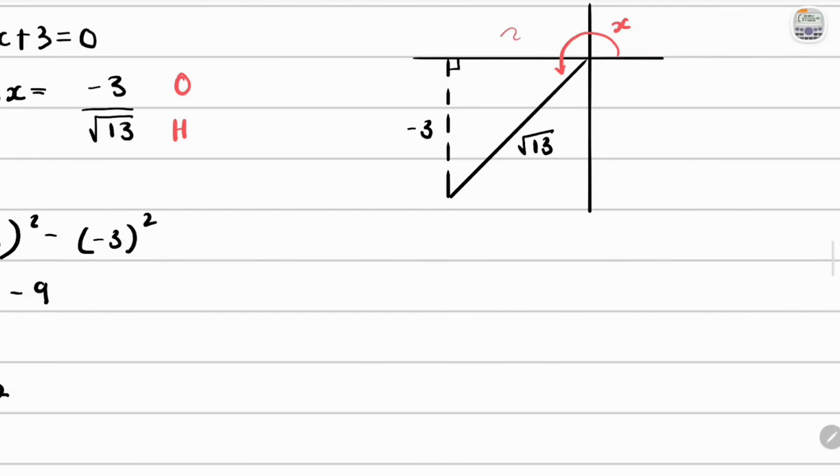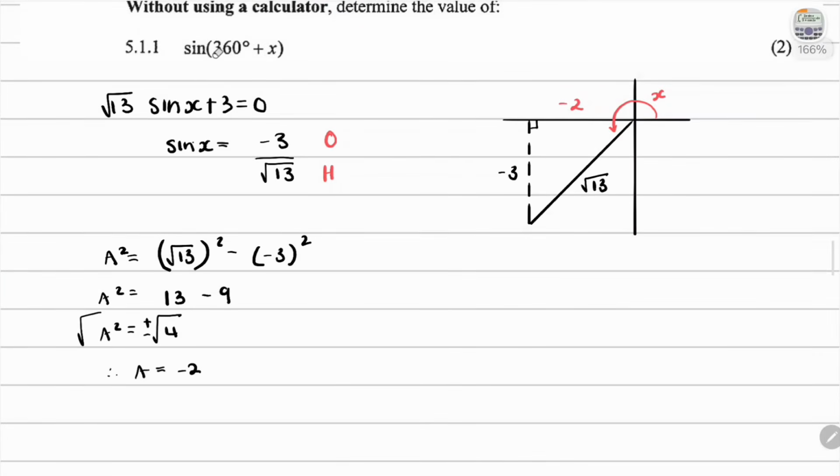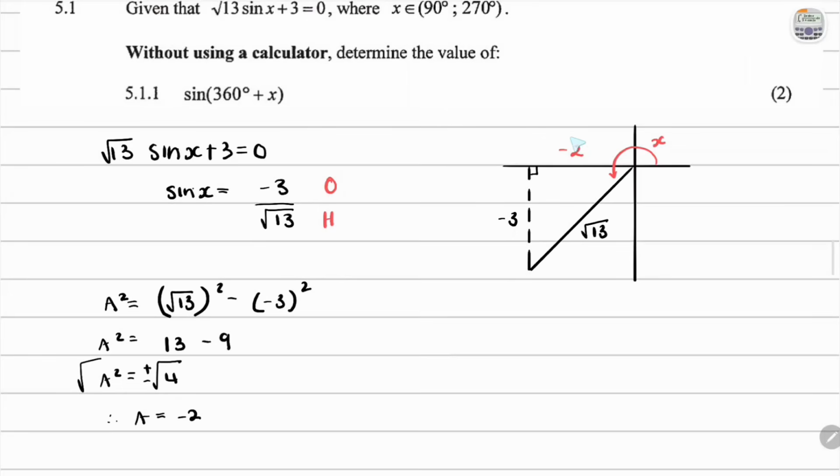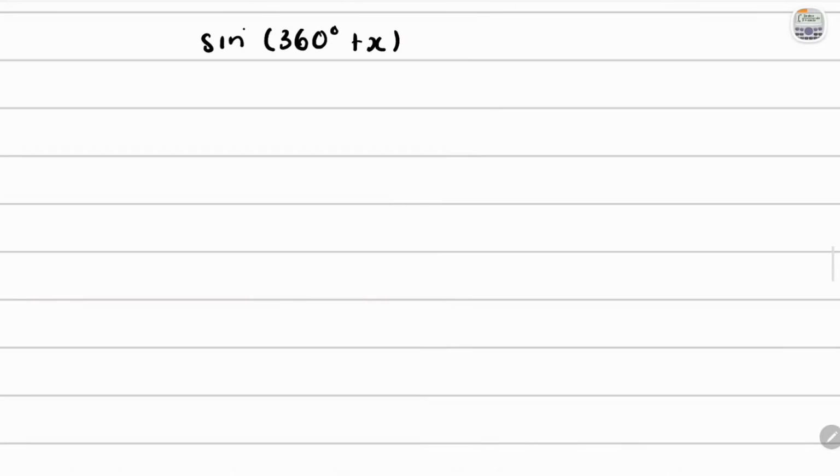So we have found that to be negative 2. And now we can solve for sine of this. Now, to be honest, we didn't even need that. That was just for the rest of the questions. But for this particular question, where they say sine 360 degrees plus x, all we have to do is this.